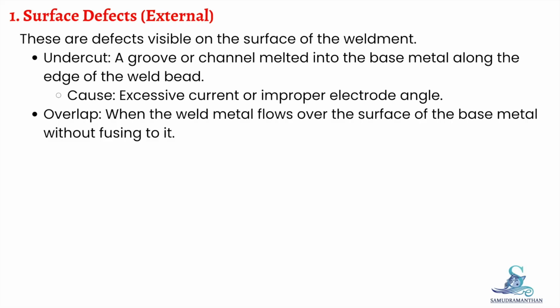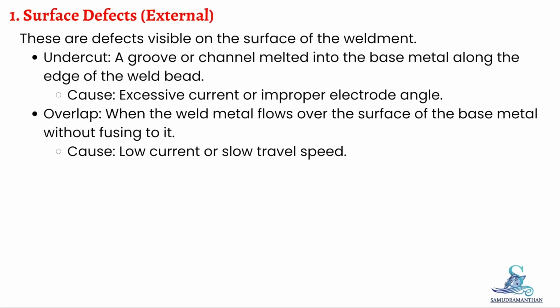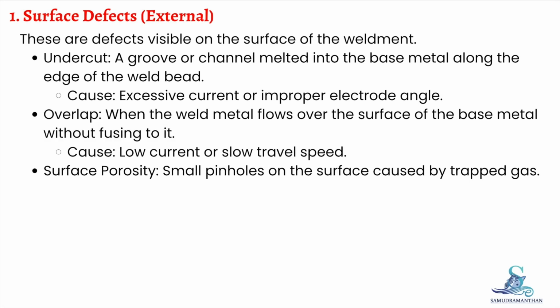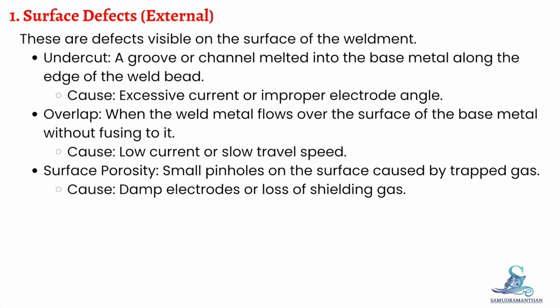Overlap, when the weld metal flows over the surface of the base metal without fusing to it. Causes: low current or slow travel speed. Surface porosity, small pinholes on the surface caused by trapped gas. Causes: damp electrodes or loss of shielding gas.